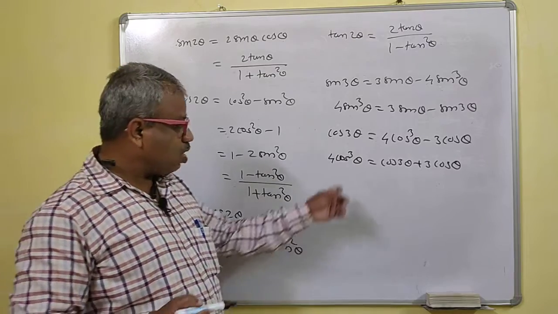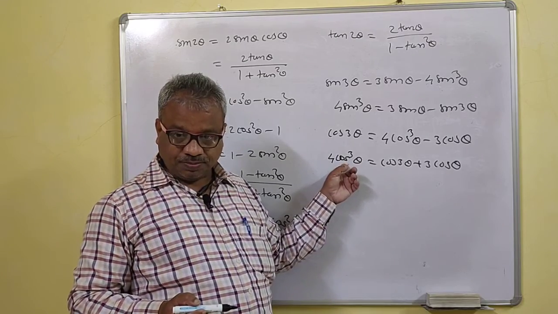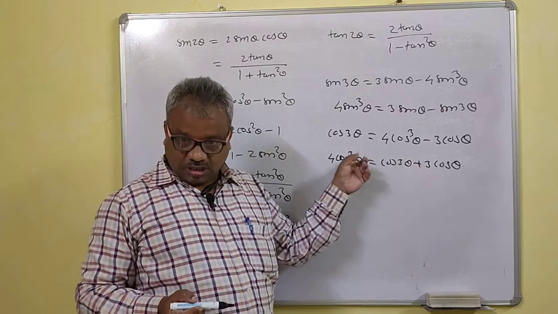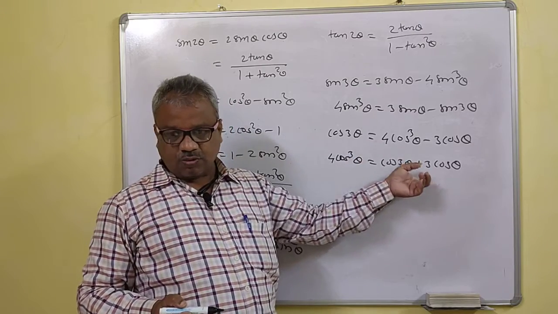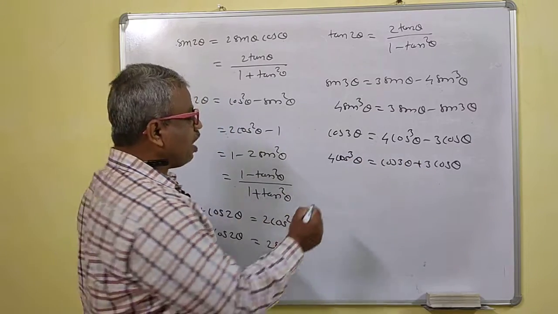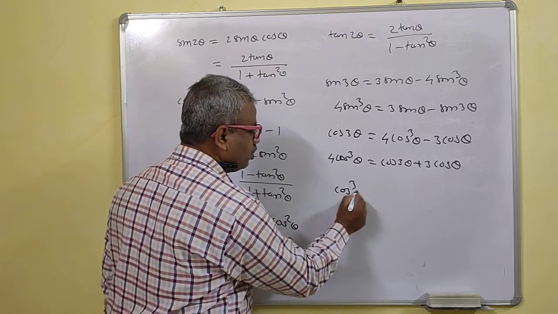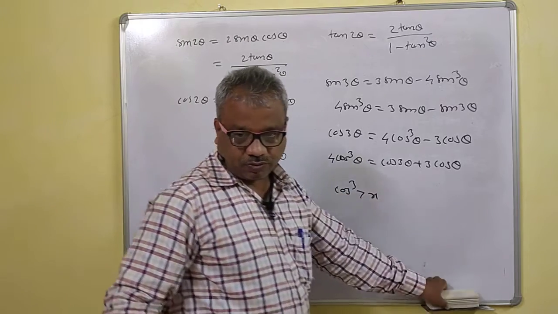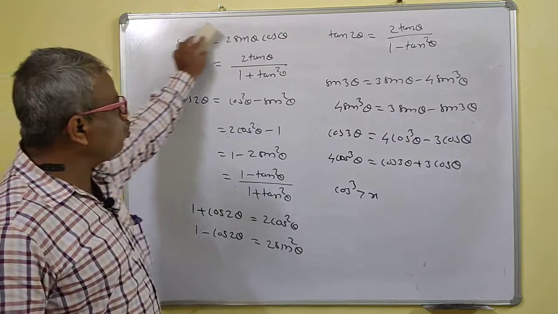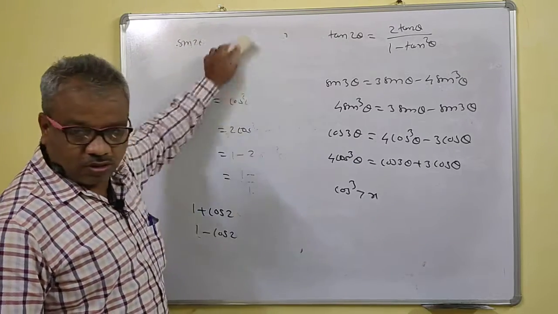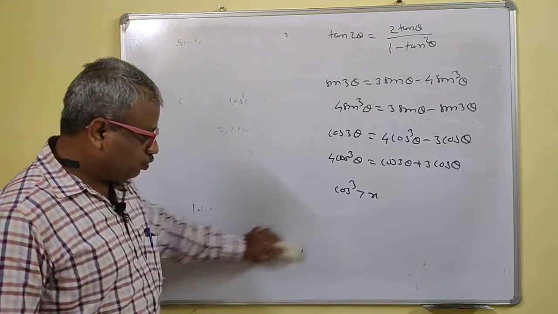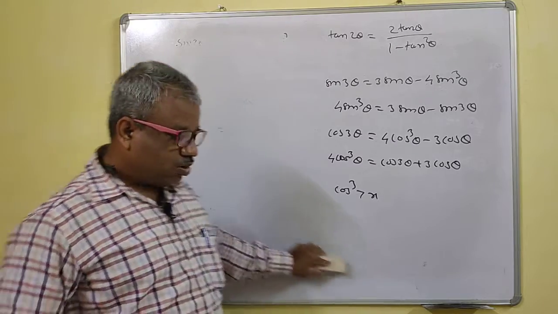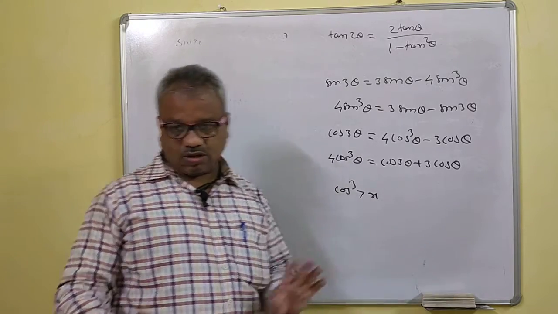Here this is cos cube, which is third degree, and this is first degree. This formula is useful for this one. Suppose you have cos cube 7x, and we don't want the cos cube 7x now. We want to reduce the degree.